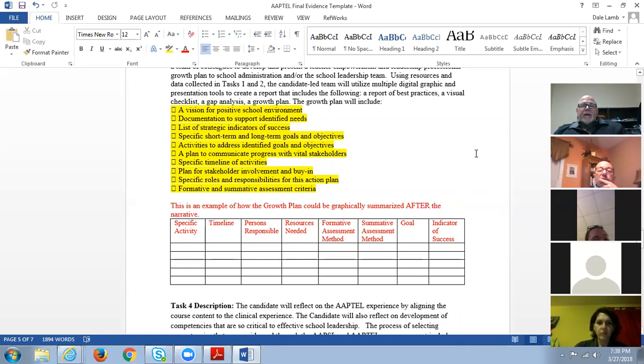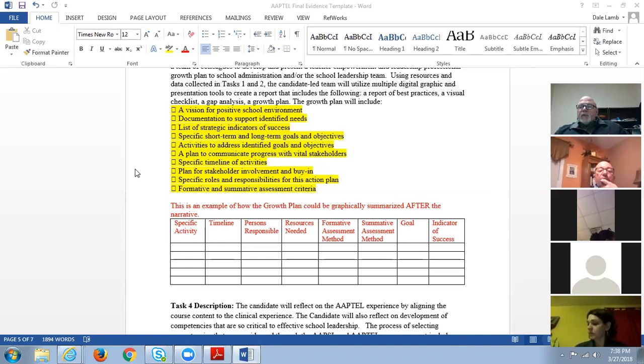Is the specific activity in the chart the same things that are highlighted in yellow? No. The specific activities are what you're going to do to address the gaps that you find. This sets it up. So what you do, this is the narrative. This is the written narrative. These are the activities that you're going to do to address the gaps that you found.